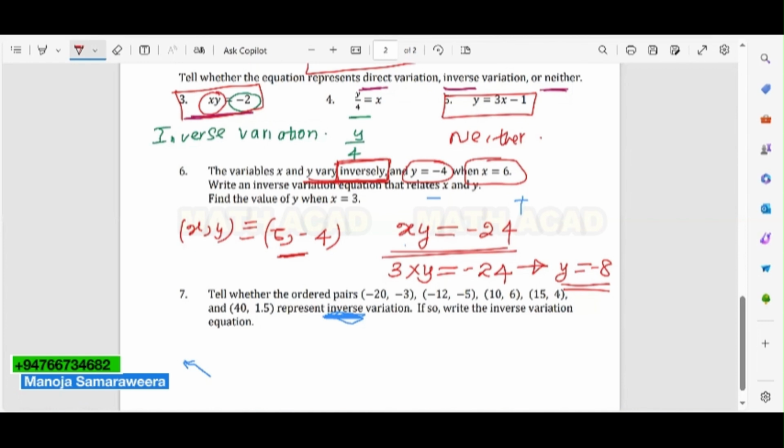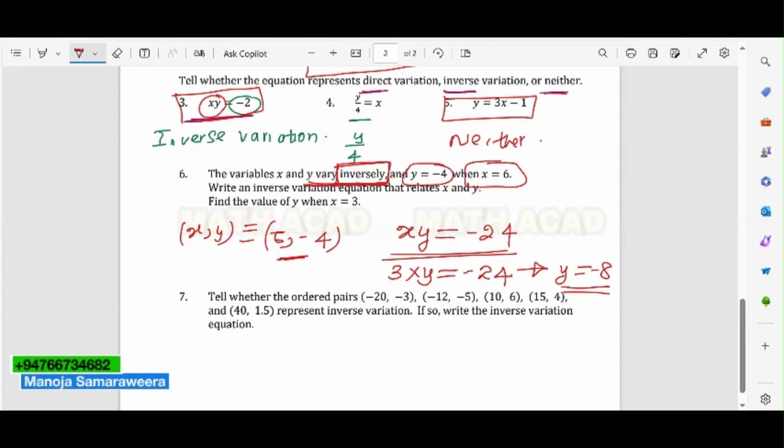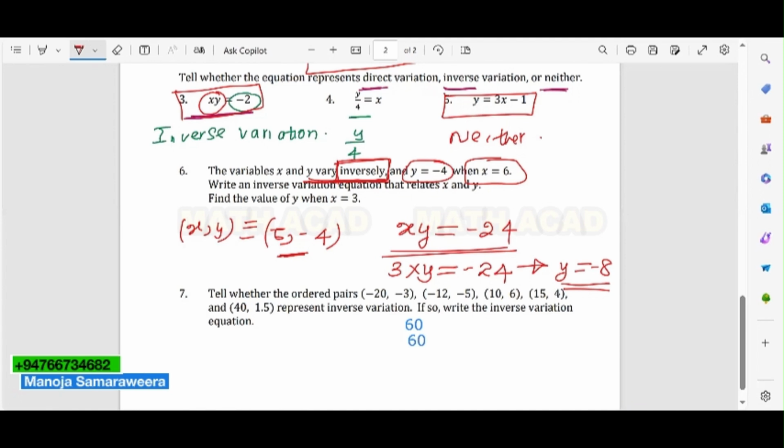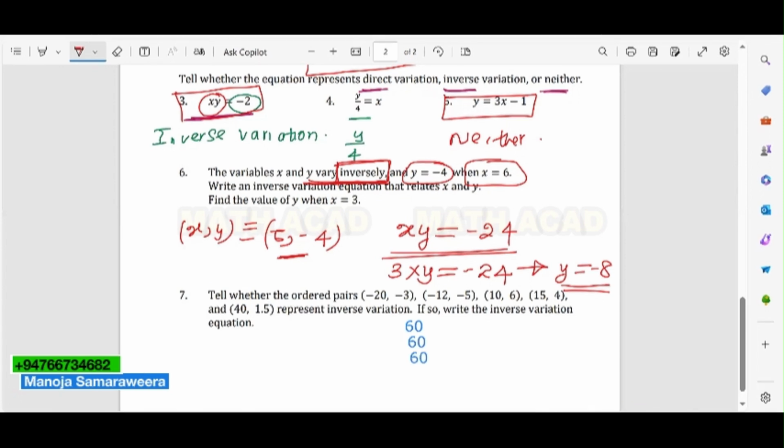We could just multiply all the numbers. So 20 times 3 is negative, so the negatives cancel out. Your answer is correct. Plus 60. And 12 times 5 will also be 60. 10 times 6 will be 60. 15 times 4 will be 60. Are you sure? Yes, 15 times 4 is 60. And 40 times 1.5 will be 40 plus 20, that'll be 60.